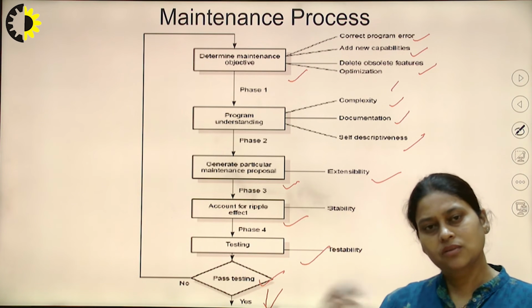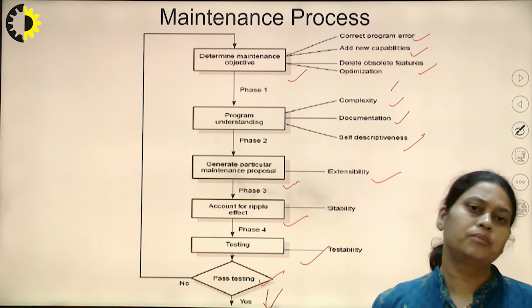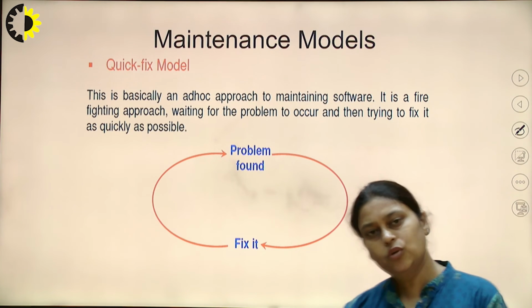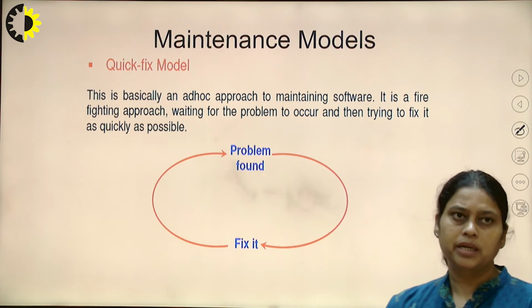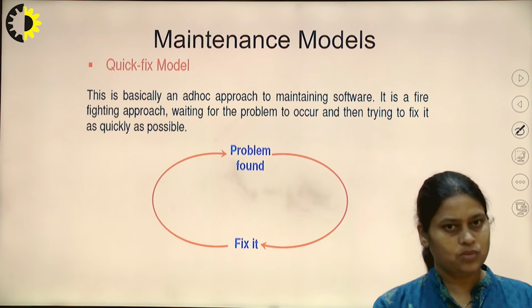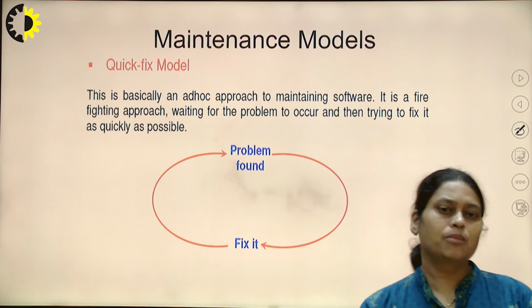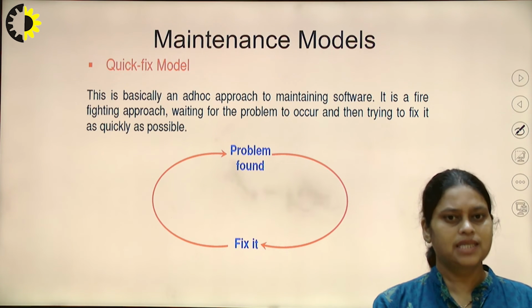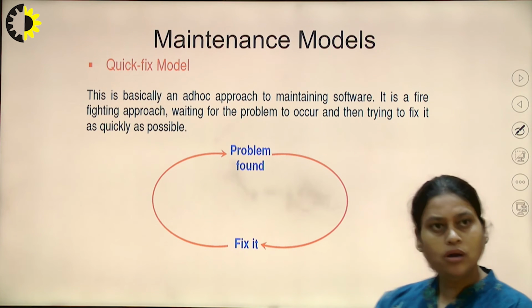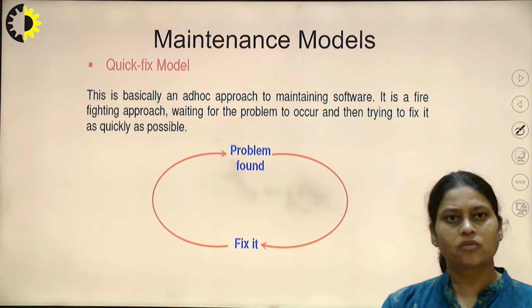So, this process will be iterated until we complete the maintenance. We use different models for the maintenance. The first model of maintenance is the quick fix model. This is a very basic, or we can say very simple, model. This is an ad hoc approach to maintaining the software.